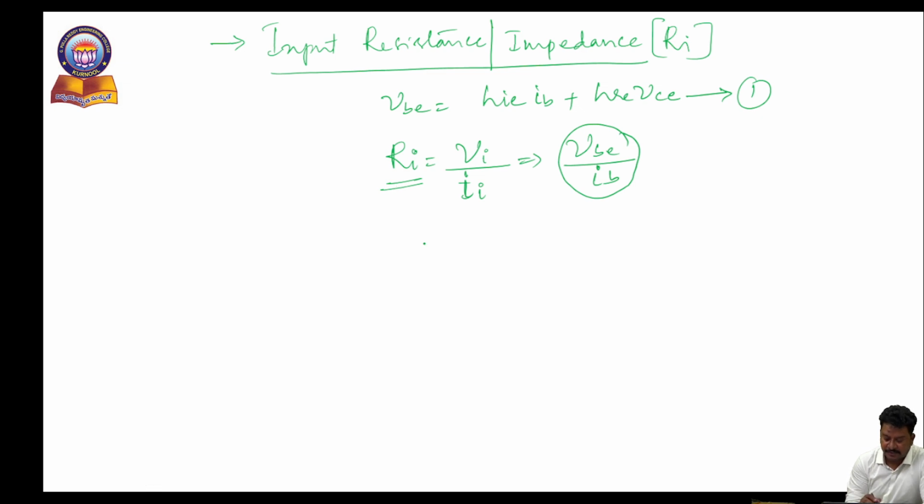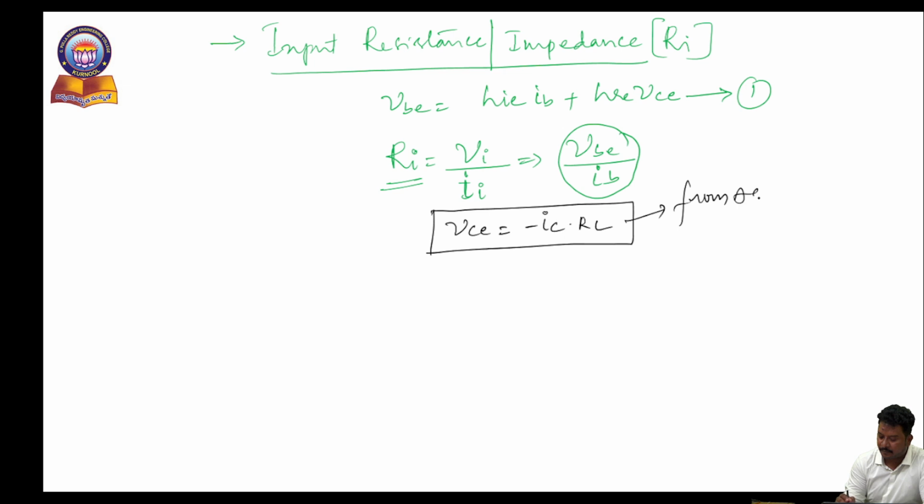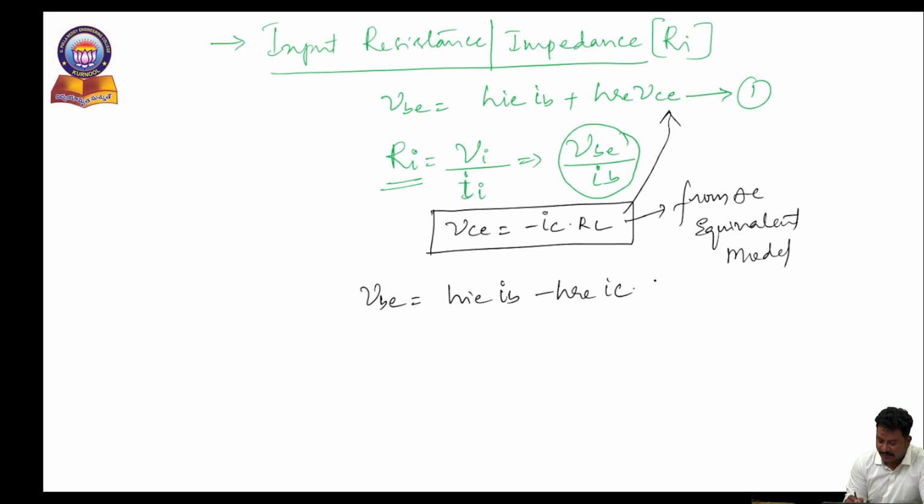In the first equation, we know that VCE is equal to minus IC into RL from the AC equivalent model of a transistor. Substituting VCE in the above equation, we get VBE is equal to HIE into IB minus HRE IC into RL.